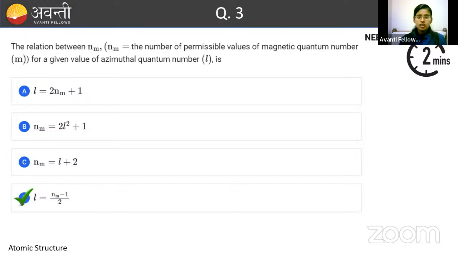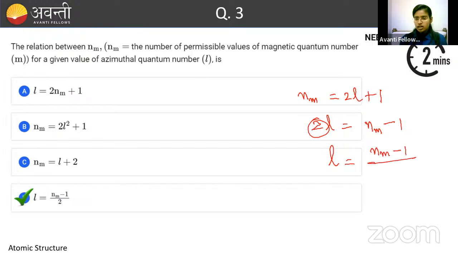So the relation is actually nm, I can say magnetic quantum number. Okay, so magnetic quantum number is equal to 2l plus 1. So this is that relation. So what is 2l from here? 2l is nothing but nm minus 1. And what is the value of l? So you can bring this 2 to the denominator. So it will be nm minus 1 divided by 2.